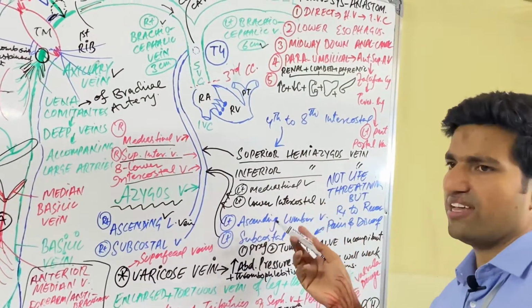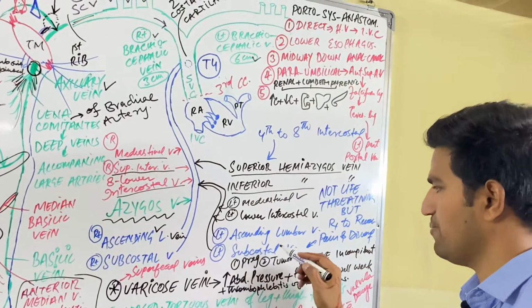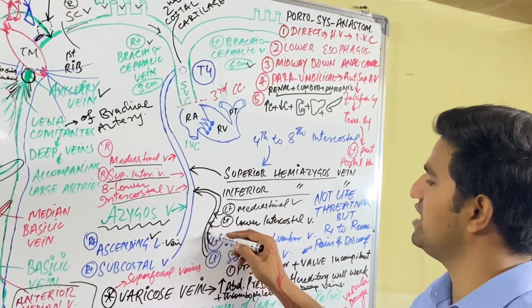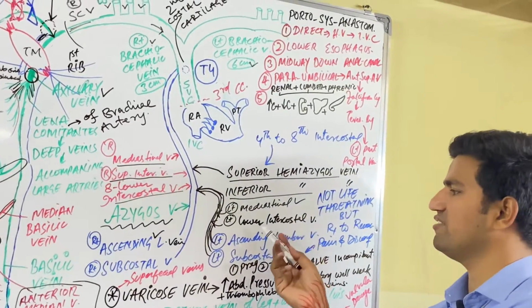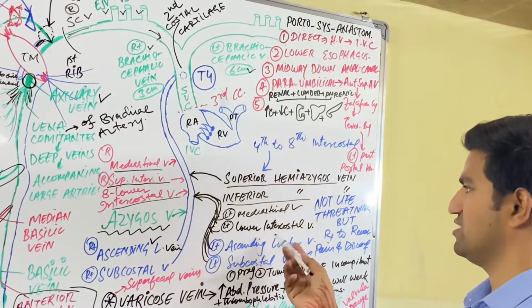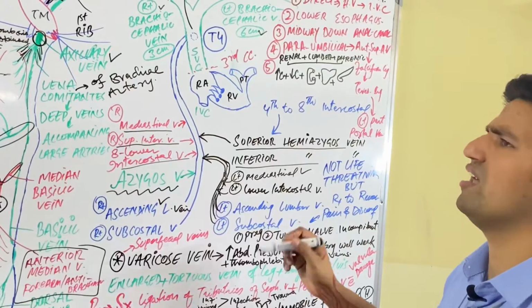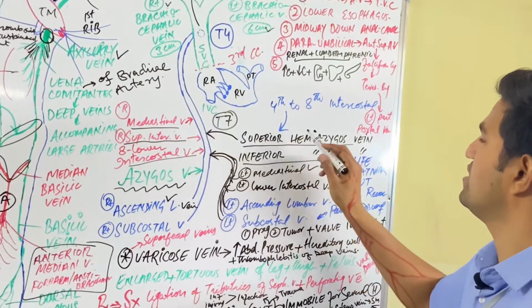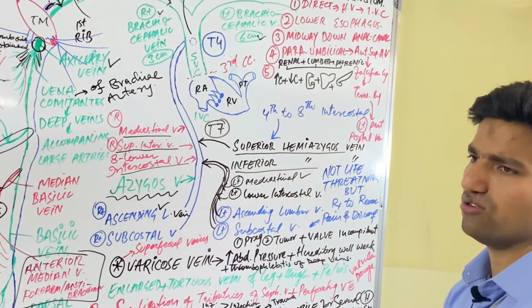The inferior hemiazygous vein is made by the left ascending lumbar vein and left subcostal vein, and they make which vein? The inferior hemiazygous vein. Another two tributaries are the left mediastinal vein and left lower intercostal veins. And the superior hemiazygous vein joins the azygous vein almost at the level of T7, and they drain blood from the 4th to 8th intercostal space.